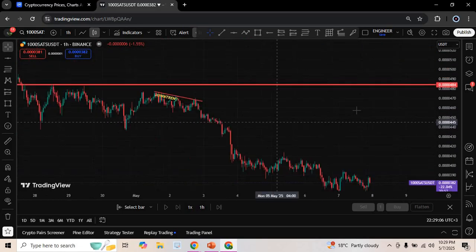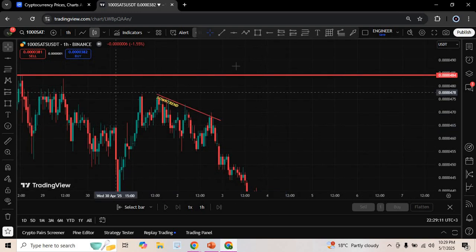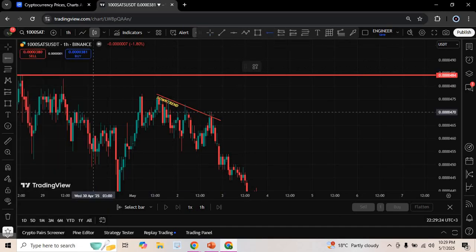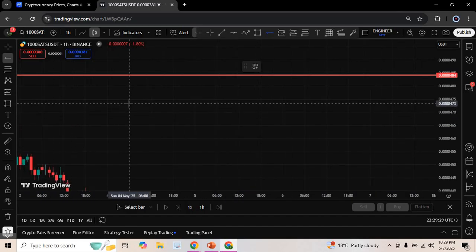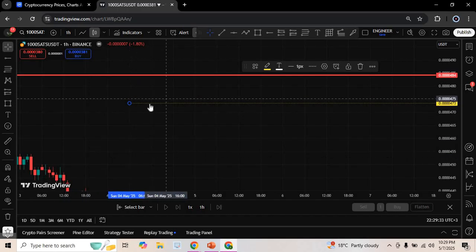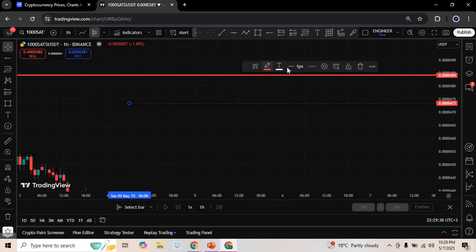But a horizontal ray will draw a horizontal line, the same as this, but from the point that you've started it. So this is what I mean. If I come and choose it here, it's also here for easy access. So just come here or here. If I want a horizontal ray that starts from this specific point that I've chosen, I can click there and it will appear. You can also change the color, maybe to red, so that you can see it.